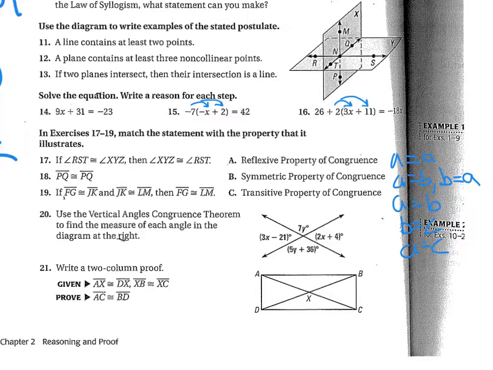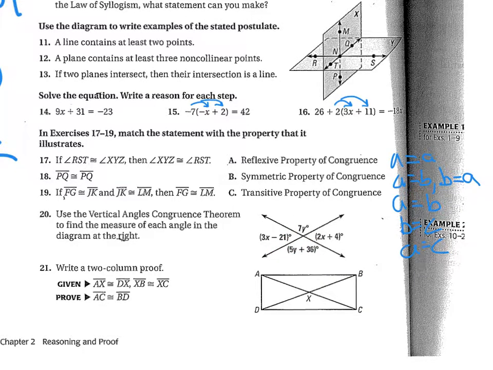So take a look at that, pause it, and use that maybe as a guide to help you on 17, 18, 19. Okay, guys, number 20, we're using the picture right yonder. And we just want to know how many degrees each angle is. So remember vertical angles. Vertical angles are back to back. So we're going to solve for X, and we're going to solve for Y.